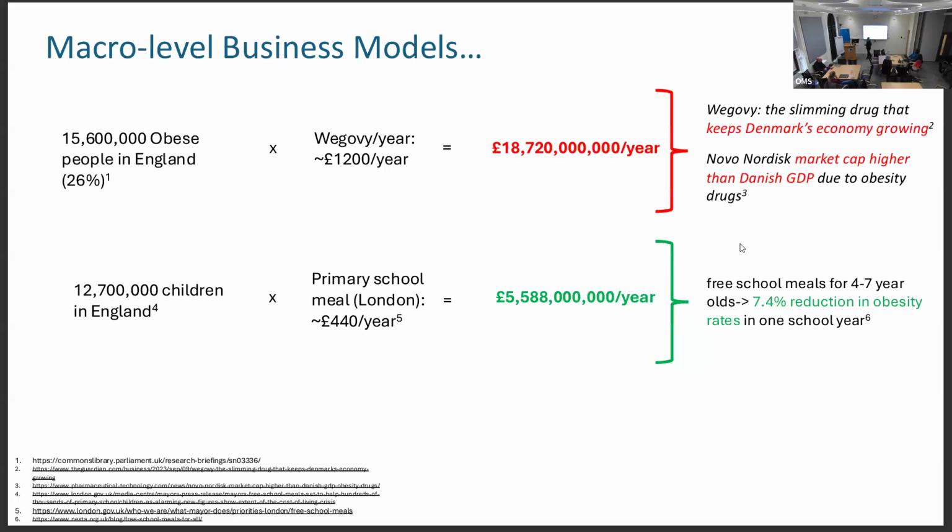In England, we've been able to negotiate the price down to about 1,200 pounds per year per person. In the US, it's $1,000 per month, 12,000 per person. So that would be about 18.7 billion pounds per year of taxpayer money, our money, on that drug. Versus school meals. So this is the phenomenal work, I think, that was done on the school meals, which is about 440 pounds per child per year. That would be about 5.6 billion pounds.